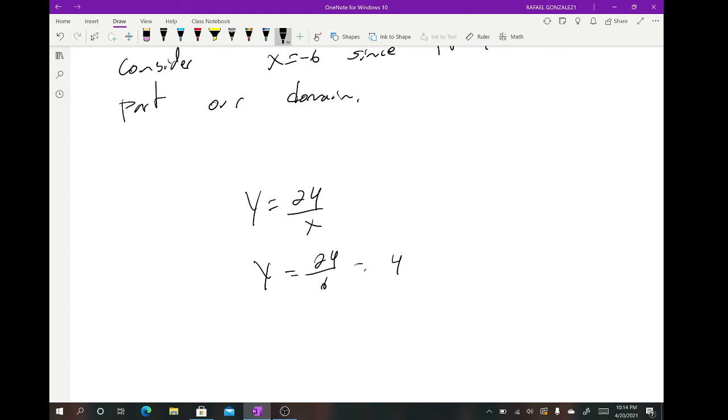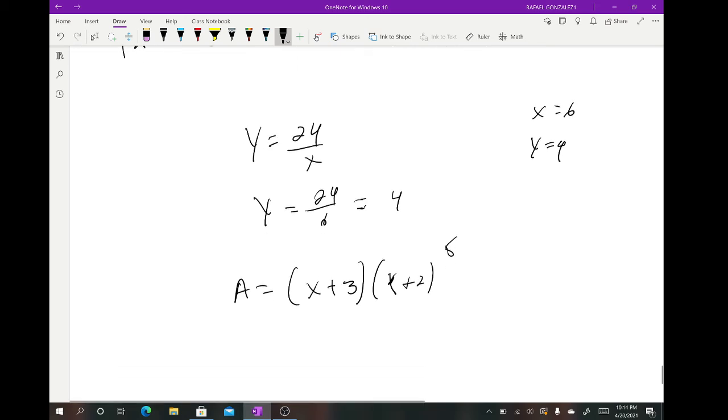So now we have a value for y and we have a value for x. So we have that x is equal to 6, y is equal to 4. So we found the dimensions. We found the values for x and y. Now we could find the dimensions for the page. The dimensions of the page, again, were given by x plus 3 and y plus 2. That's the original function that we had.